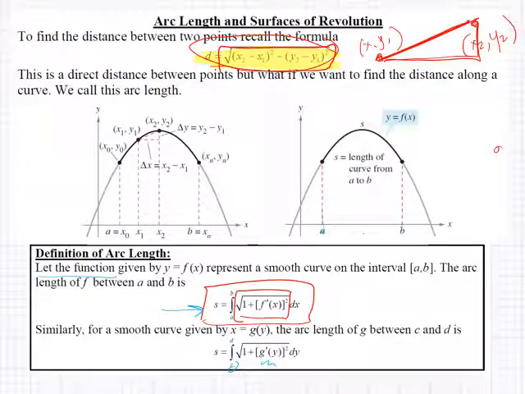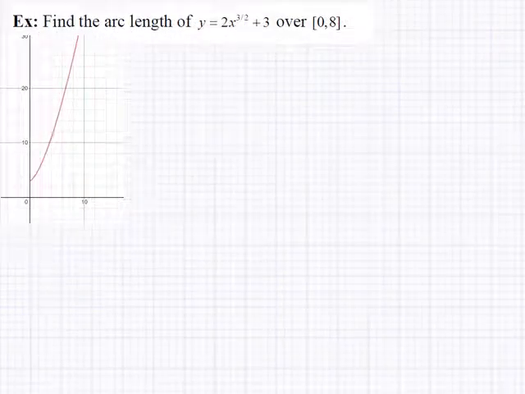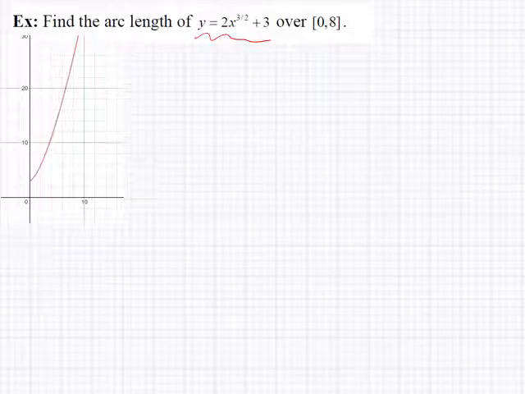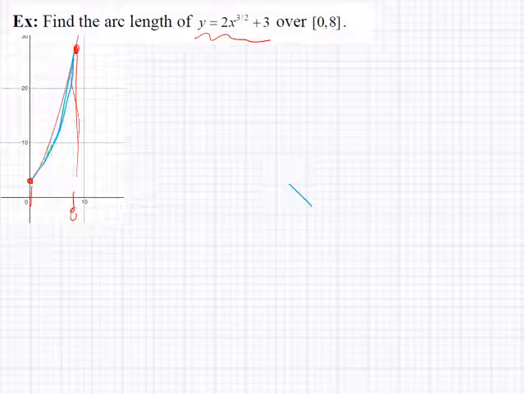So let's do a few quick examples. So here we have this curve, y equals 2x to the 3/2 plus 3, which is this red curve, and we're going from 0 to 8, which would be here. So if we follow that up to the graph, here we're talking about here. So this is the curve distance we're trying to find the arc length of.